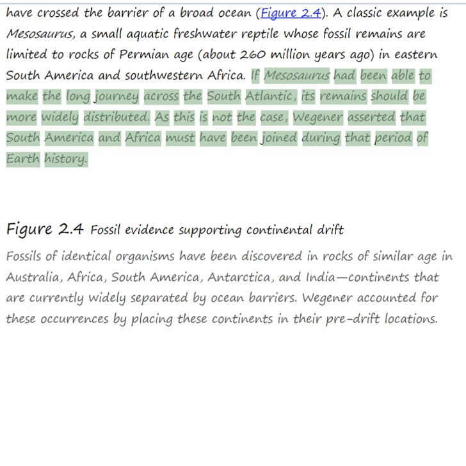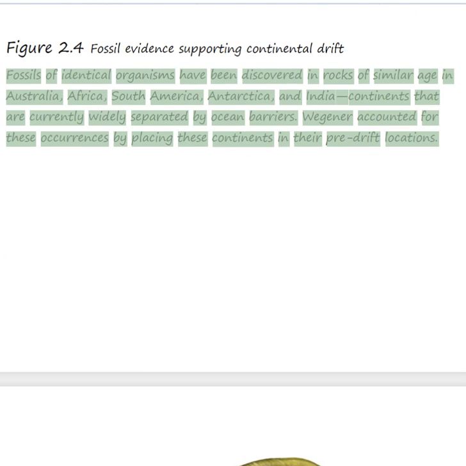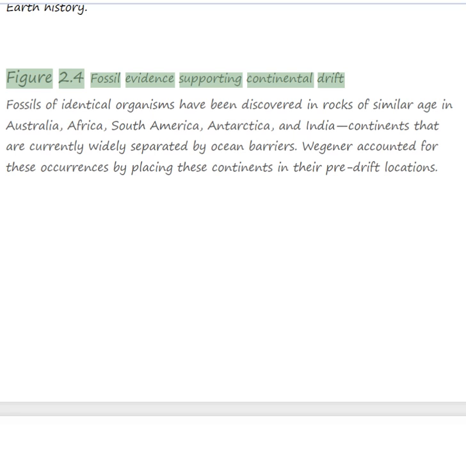Fossils of identical organisms have been discovered in rocks of similar age in Australia, Africa, South America, Antarctica, and India, continents that are currently widely separated by ocean barriers. Wegener accounted for these occurrences by placing these continents in their pre-drift locations. Figure 2.4 Fossil evidence supporting continental drift.